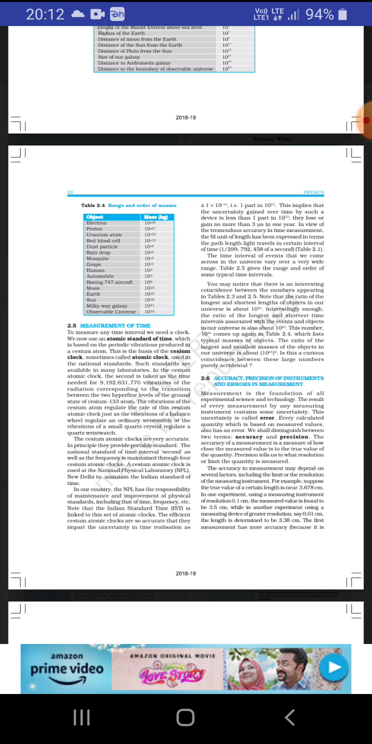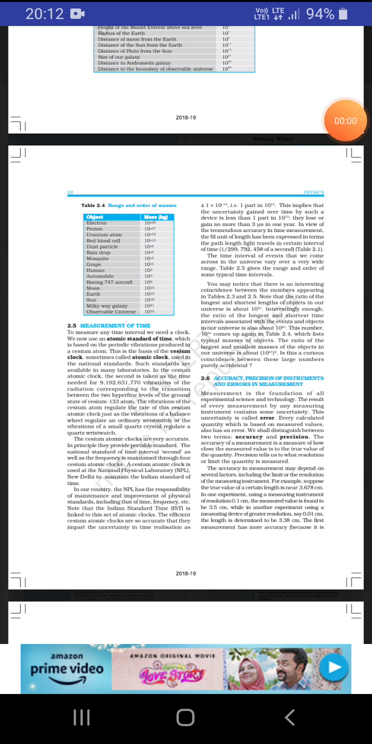Such standard time is available in many laboratories, and as you know, the second is taken as the time needed for 9,192,631,770 vibrations of the radiation. The vibration of a small quartz crystal regulates the clock.